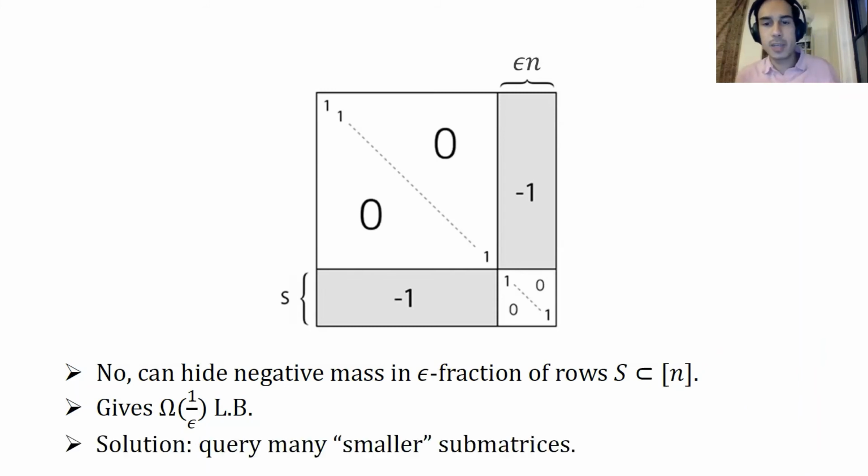But a solution to this is that because we concentrated all the negative mass in a very small subset of rows and columns, the mass is very concentrated. So we only need to see a very small submatrix which intersects these negative rows and columns for it to not be PSD. In particular, a 5 by 5 submatrix would not be PSD if it intersected one of these rows. So our solution is to query many smaller submatrices and hope that one of them intersects the bad set of negative rows.